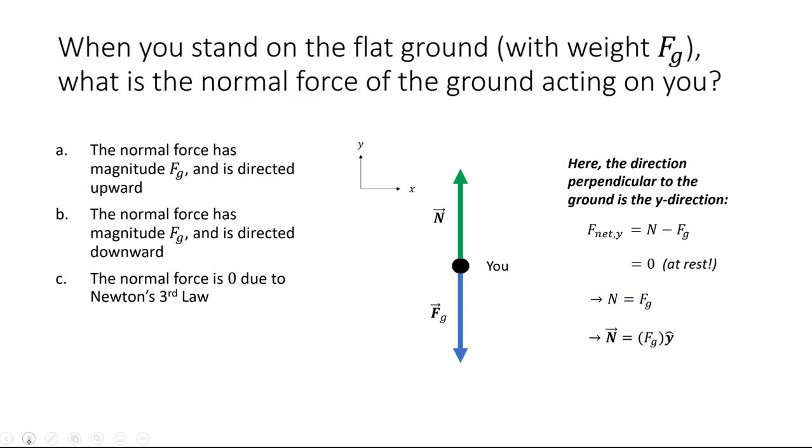The magnitude of the normal force is just exactly equal to your weight, and we already said that the direction of the normal force is going to be up, so opposite to your weight, and that's because it's the floor pushing up on you to prevent you from sinking through. Okay, so I would go ahead and pick answer A here.